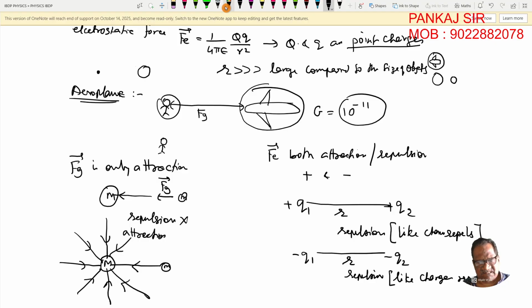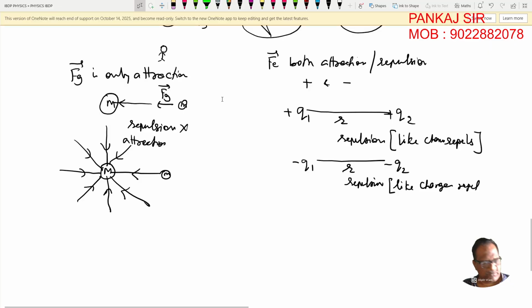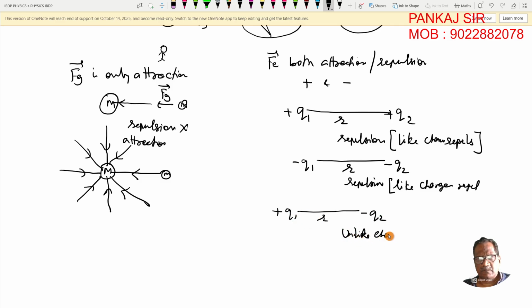And in the case the charges are unlike, suppose one charge is positive q1, another one is negative q2, and they are separated by some distance r. Now in this case, because the two charges are unlike, they attract towards each other. So there will be a force of attraction. Got it?